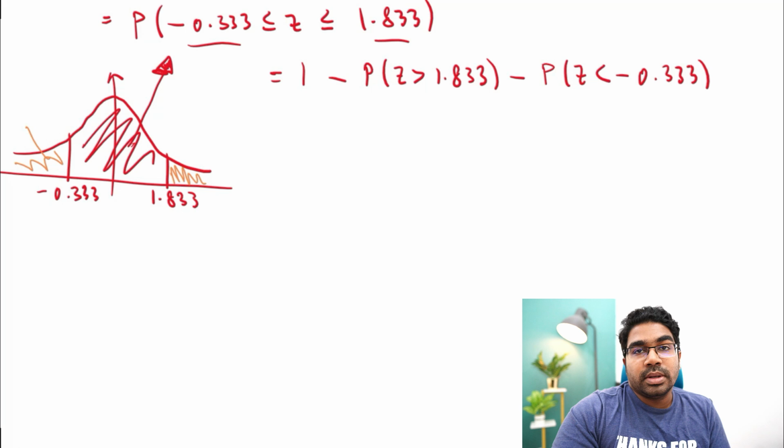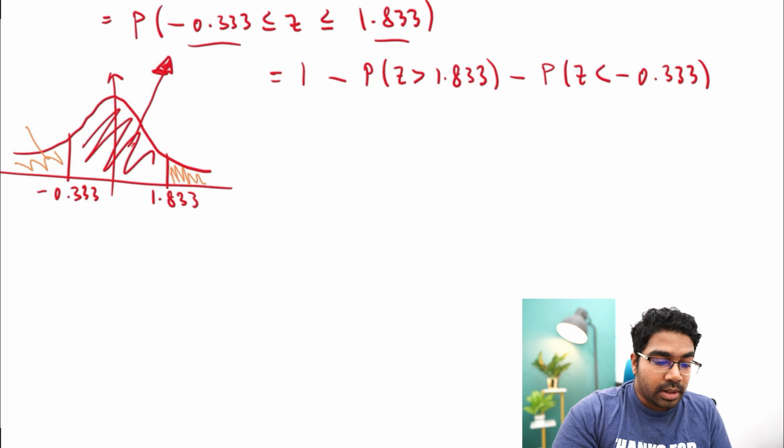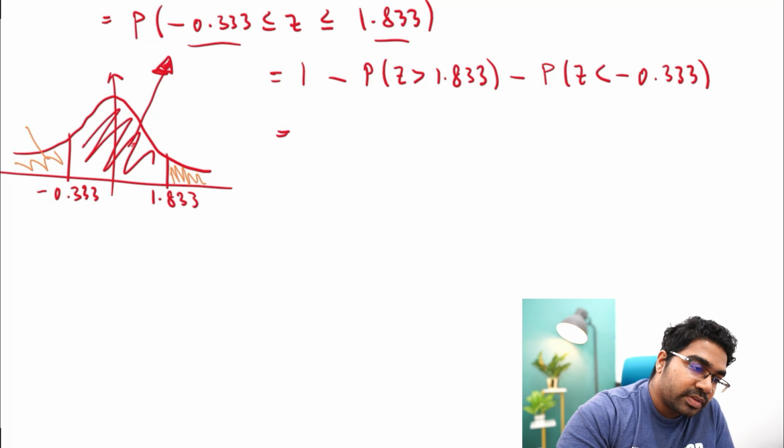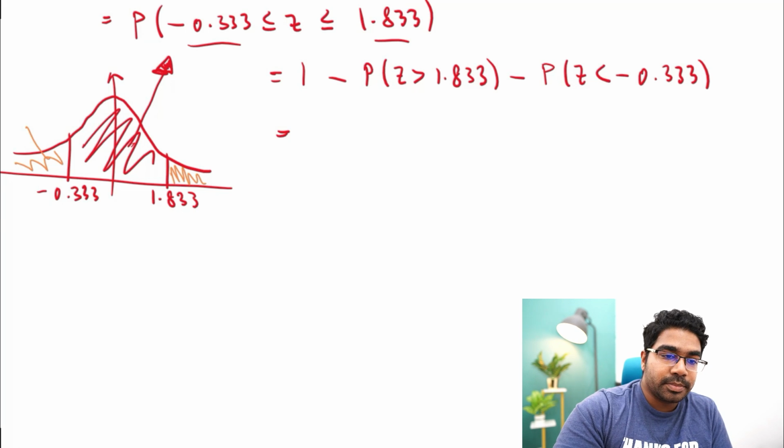Okay, so now it's time to go and look at our data. It's time to look at the table. So what is the probability of z more than 1.833? Let's look at the table.